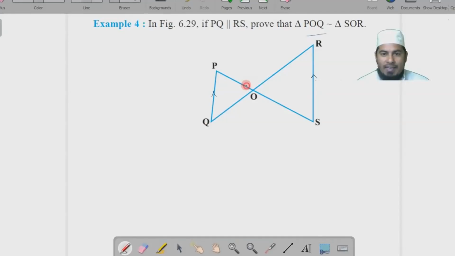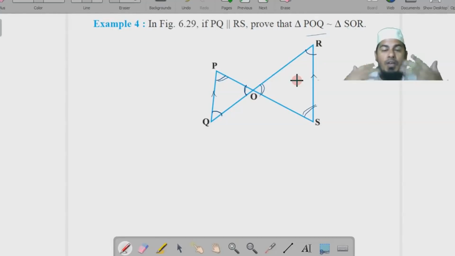So one angle I got, this angle is equal to this angle, vertically opposite angles, and this angle is equal to this angle, alternate interior angles. Similarly, these two angles are also equal because alternate interior angles are equal. I was searching for two angles, I got three angles of one triangle equal to another triangle. Correspondingly, these two triangles are similar. This is the way. By thinking, we have to get the answer.